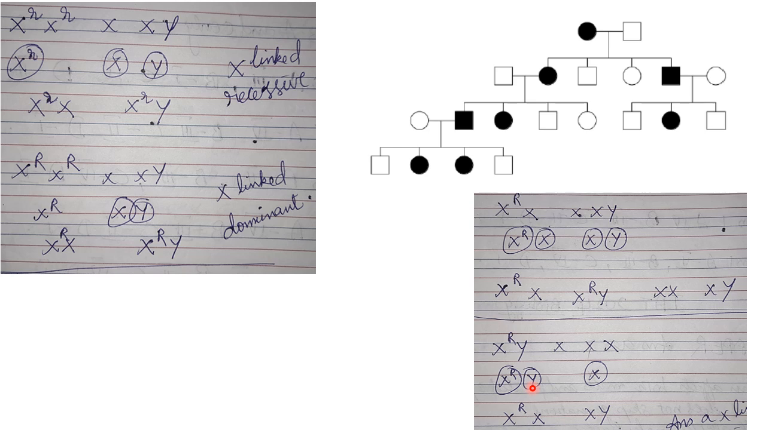So XRY will be the gamete, X will be the gamete here. You will see that the females are affected but the males are unaffected. That is the condition seen here. The female is affected but male is unaffected. Here also, females are affected but males are unaffected. So this is a clear case of X-linked dominant condition.